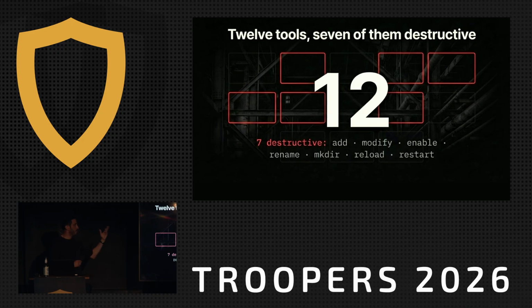In this case, the MCP has 12 different tools that it exposes, or exposed at the time. I think now maybe there are more. 7 of which were destructive. So again, once we are able to interact with the server, all we need to do is discover it. It's a default port, not rocket science. Then we can interact with it and trigger these tools.